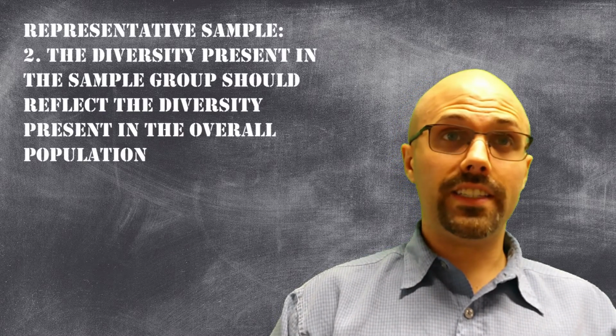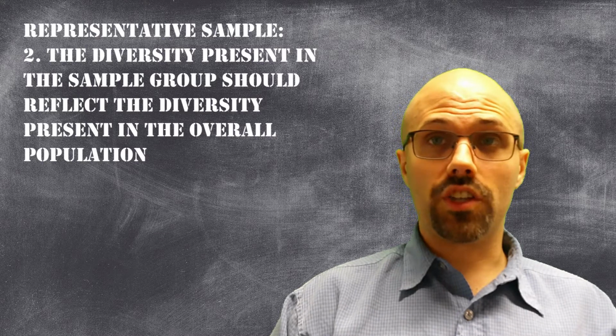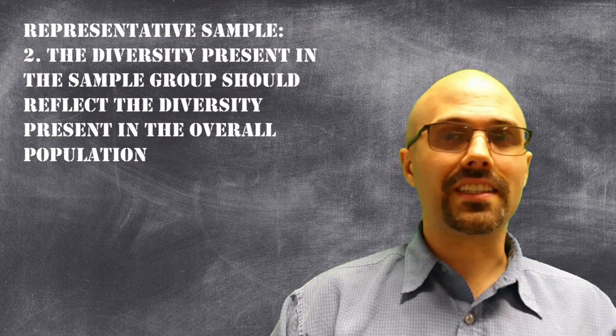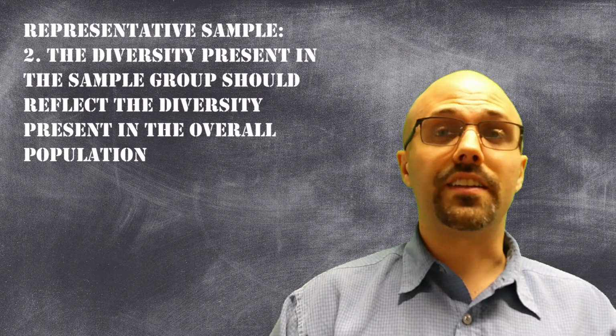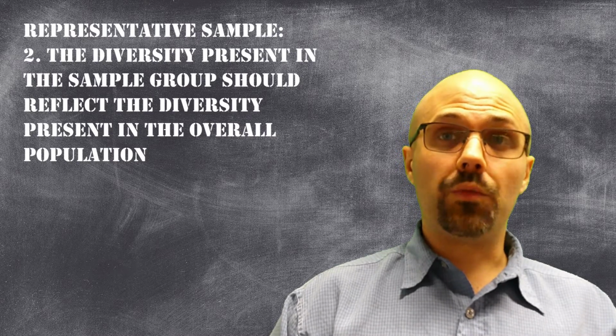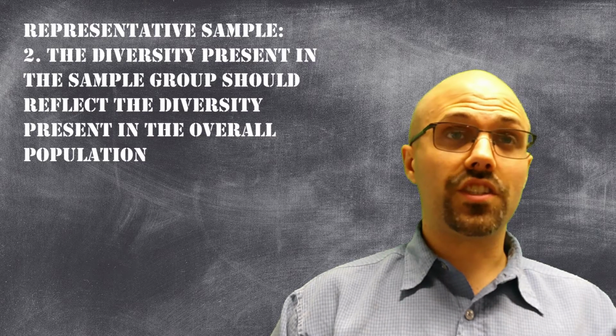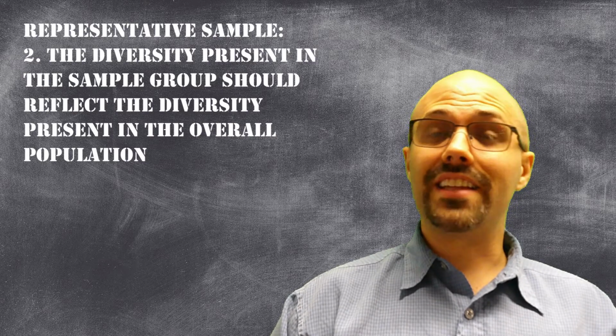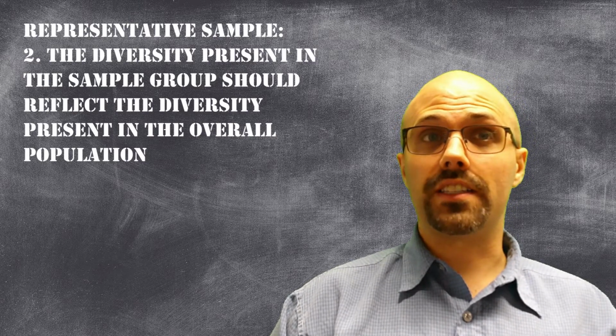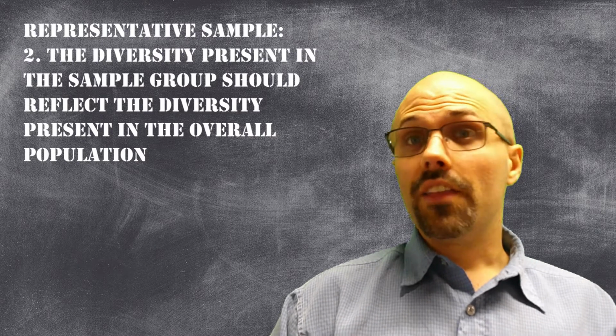The second criteria is the one we're going to focus on more because we can do a little bit less math, basically, and focus on recognizing when the second criteria has been evaluated. So the second thing we need to be looking for and checking is whether or not the diversity that's present in our sample group actually represents or reflects the diversity that's present in the overall population. Think of the election case, right?